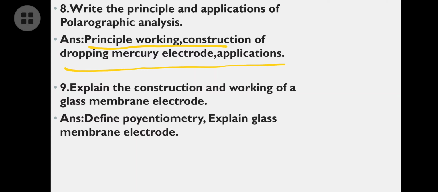Actually they do not ask about it directly, but they ask about polarographic analysis. How can you analyze? By using polarography, and one of the best methods is the dropping mercury electrode, that is DME. Application is also very important.